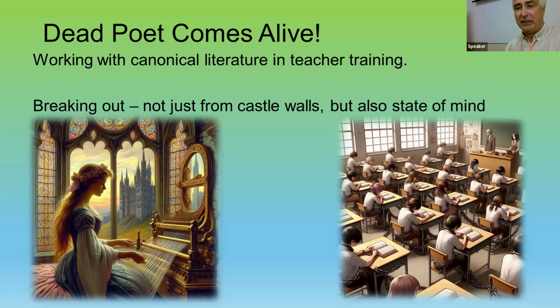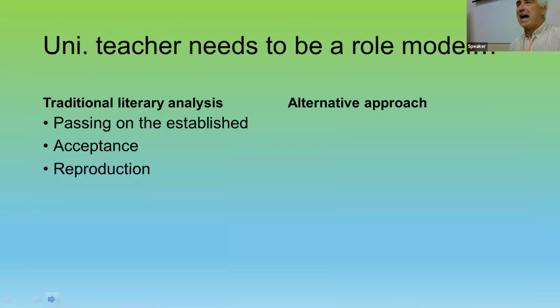So how to deal with a poem of 1832? Well, as a unit, I need to be a role model. I can't lecture, because my students are not going to lecture. They're going out to work with creative young individuals. The traditional approach is passing on the established acceptance: we accept this is the way it is, this is the way Tennyson wants us to regard his poem, and it's simply a reproduction for the exam.